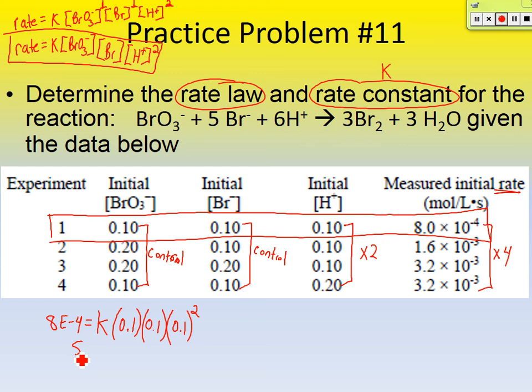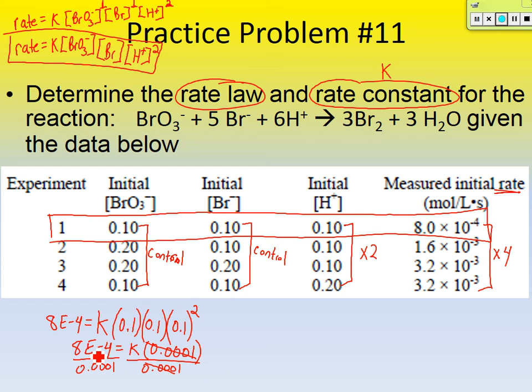So 8 times 10 to the -4 is equal to K times 0.0001. Now, if we're solving for K, I need to get rid of this term right here. So let's divide both sides by it. Over here it will cancel out and it leaves just K is equal to 8.